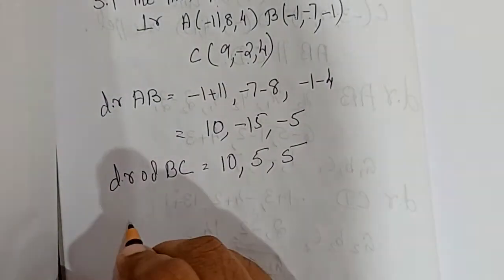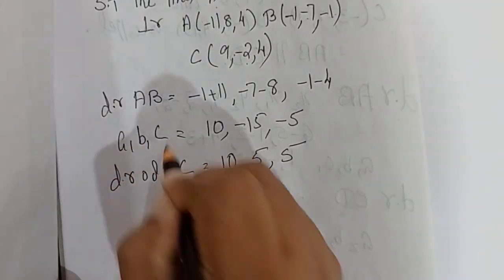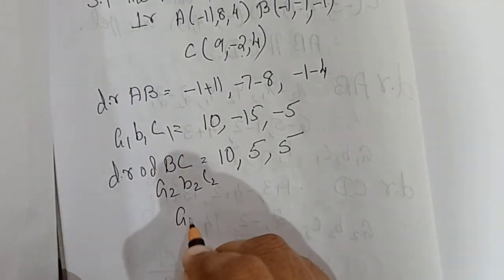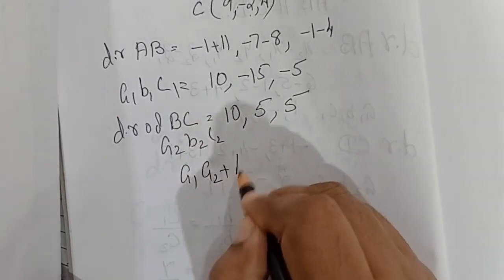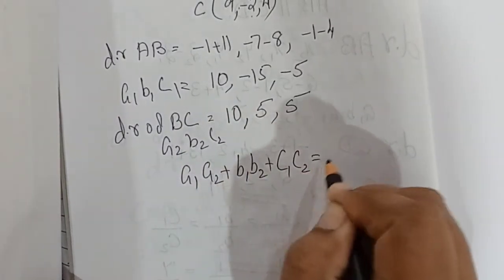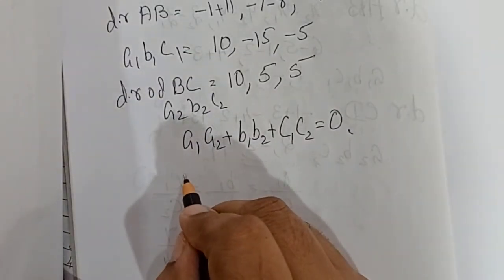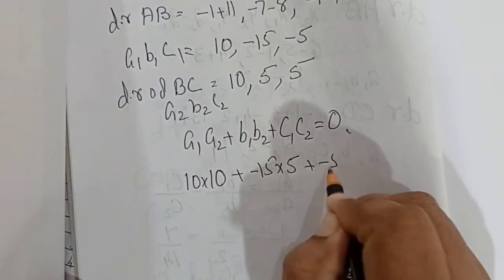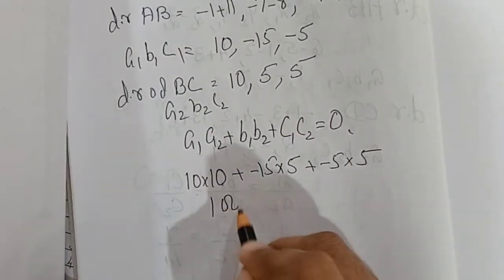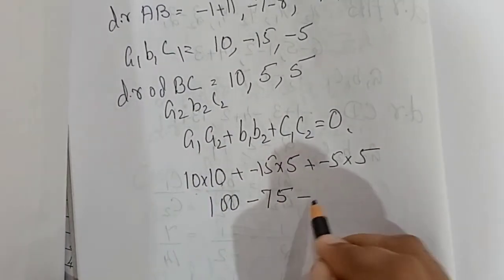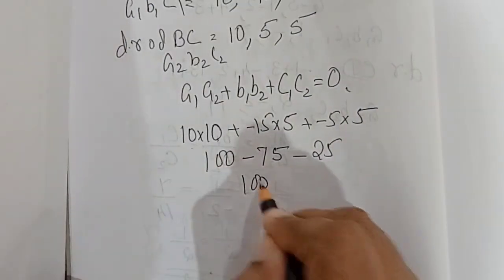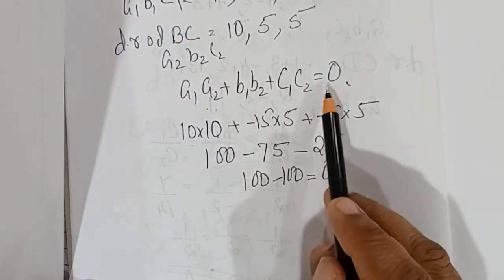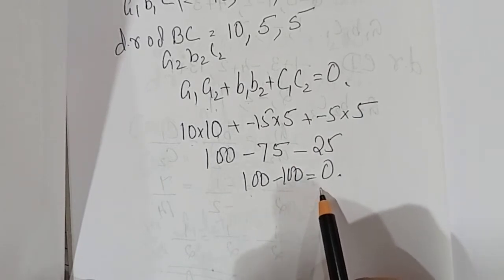Then our aim is to prove that A1, B1, C1 and A2, B2, C2. Mark that. If two lines are perpendicular, the condition is A1 A2 plus B1 B2 plus C1 C2 equal to 0. Try that. 10 into 10 plus minus 15 into 5 plus minus 5 into 5. 10 tens are 100, minus 15 5s are 75, minus 25. 100 minus 100 gives 0. That means A1 A2 plus B1 B2 plus C1 C2 equal to 0, so the lines are perpendicular.